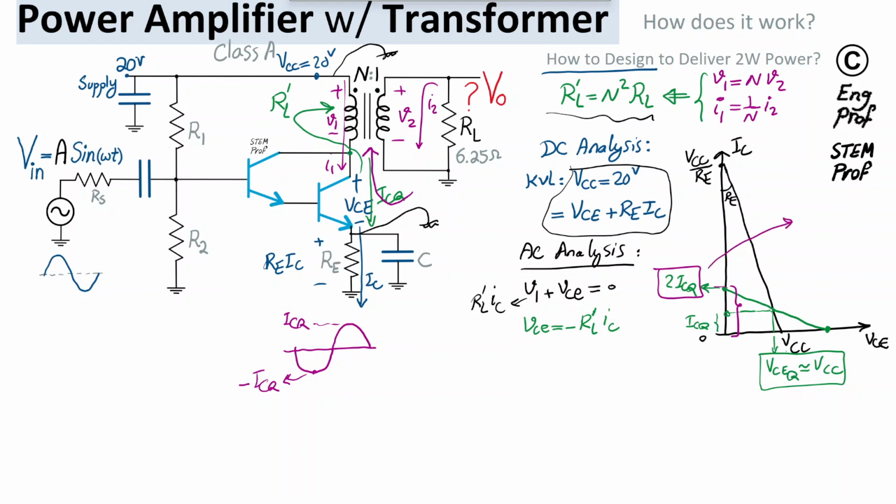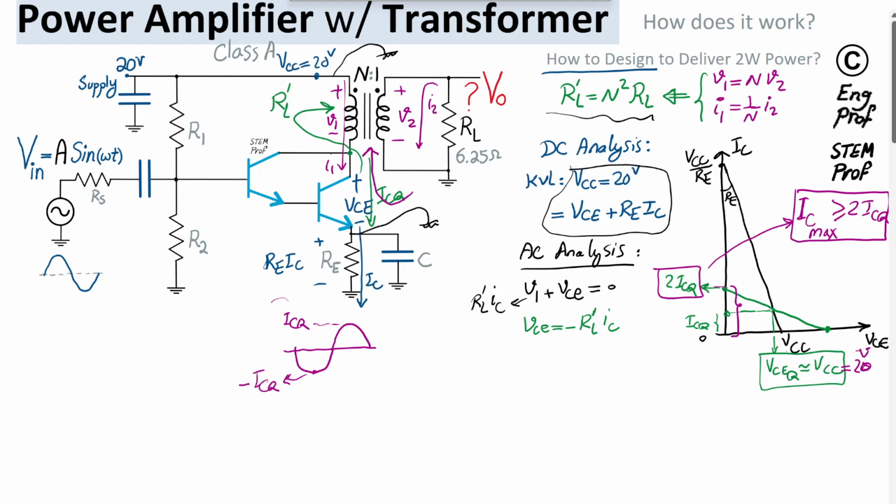So I'm going to write it here. The current max for the Darlington BJT transistor should be greater than or equal to 2 times ICQ. So that's one requirement we're going to keep. At the same time, the quiescent voltage VCE is roughly equal to VCC, which is 20 volts in this design, the supply voltage. But now here's the problem.